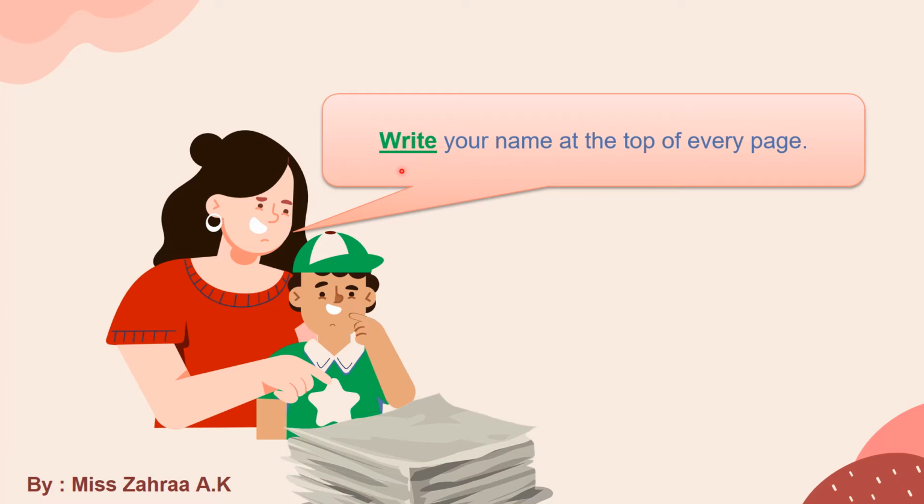So the imperative sentence starts with a verb. This verb is the base form of the verb, the origin verb, not in the past, wrote, and not the past participle, written. Write your name at the top of every page. So write is the base form of the verb. It is an imperative sentence.